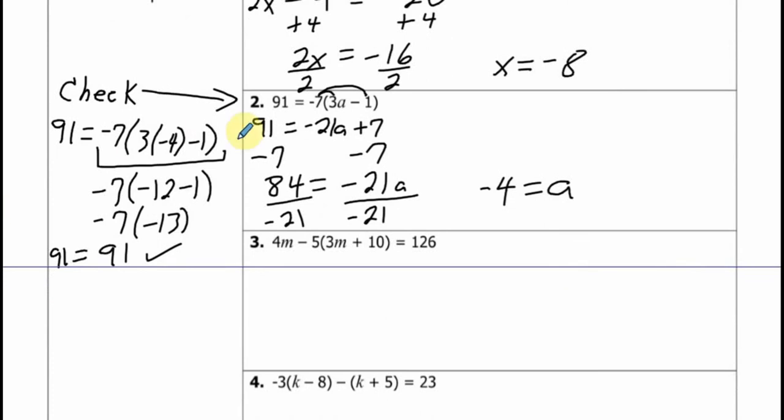All right. So take a moment. Solve number 3.